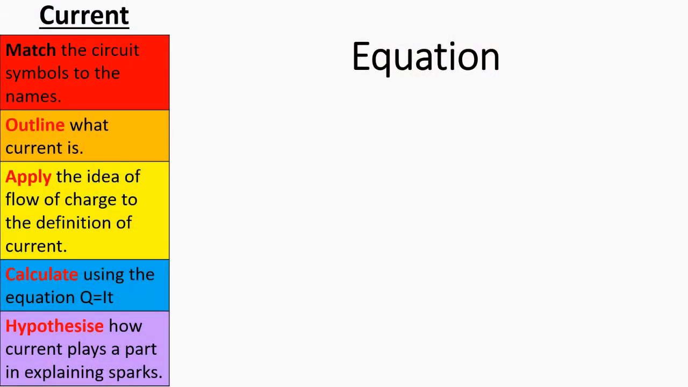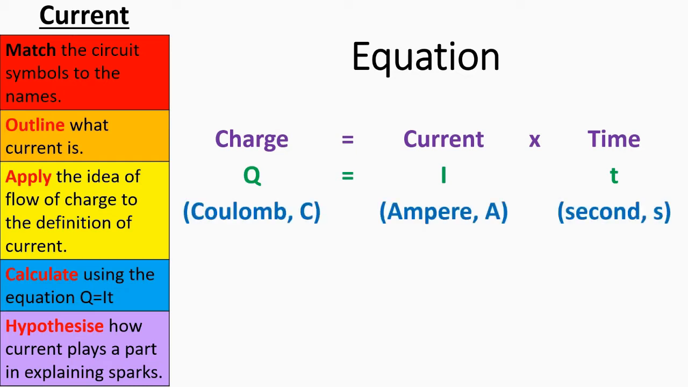So let's take a look at that equation in a little bit more detail and add the units in. So charge is equal to current times time, or Q equals IT. The units are as follows. Charge has a new unit, the coulomb, capital C. Current has the unit of an amp or an ampere, which is a capital A, and time is measured in seconds, which is a lowercase s.